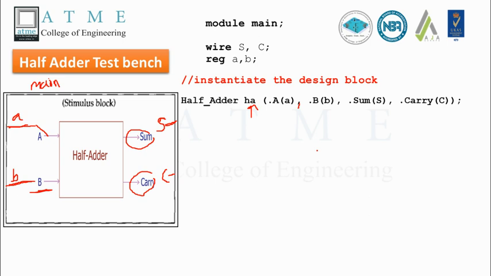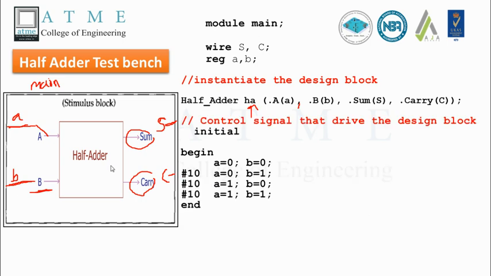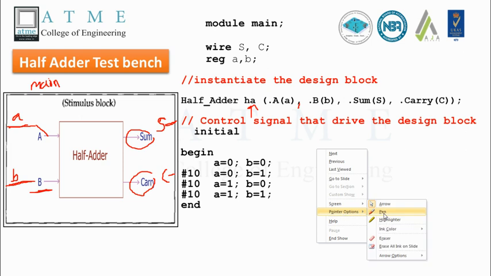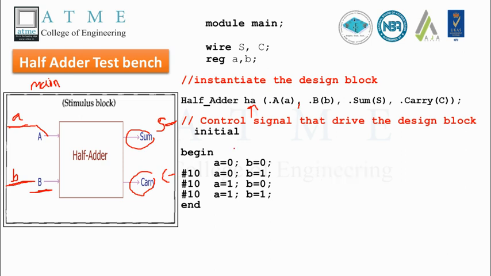So this is the process where we have instantiated the design block, and we have made an interconnection between the registers or wires of the stimulus block and the design under verification. Next, we will write an initial block to generate the necessary control signals. We will write the corresponding combinations, which have to be encapsulated within begin and end in the initial block.